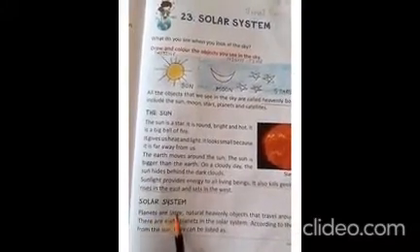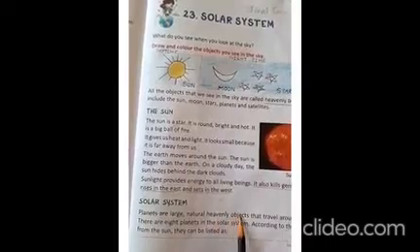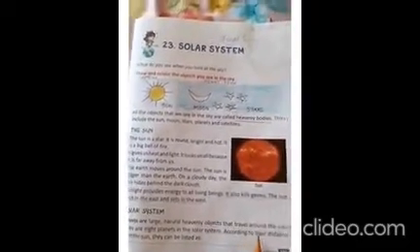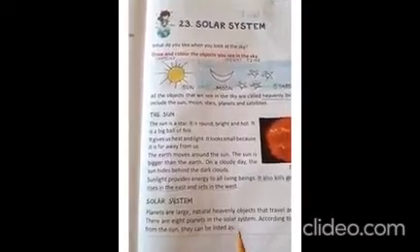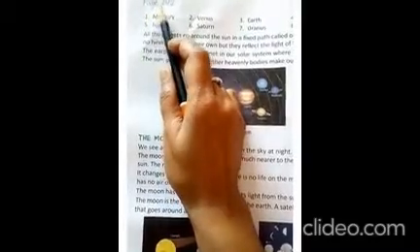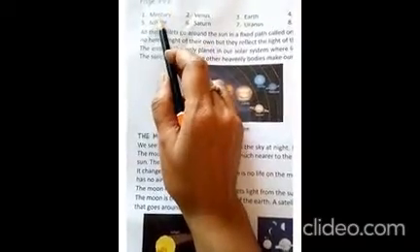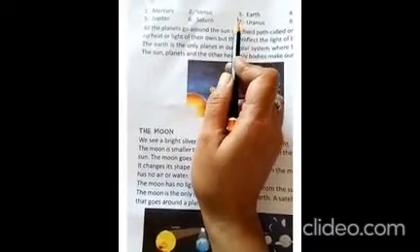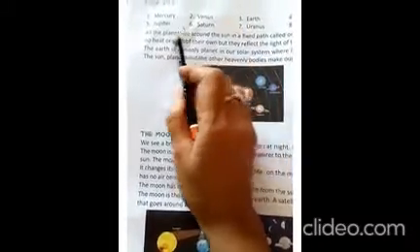Planets are large, natural heavenly bodies. They travel around the sun. There are 8 planets in the solar system. According to their distance from the sun, they can be listed as, now turn your page, 192. Here you will see the names of the 8 planets which are the part of the solar system. Let us read the names.